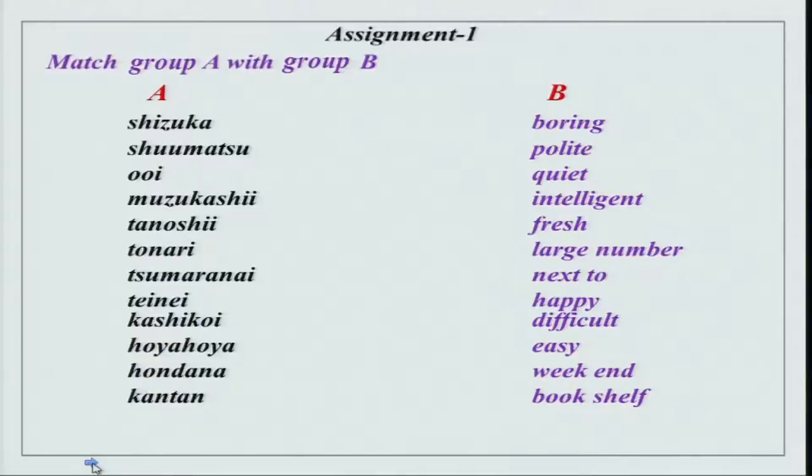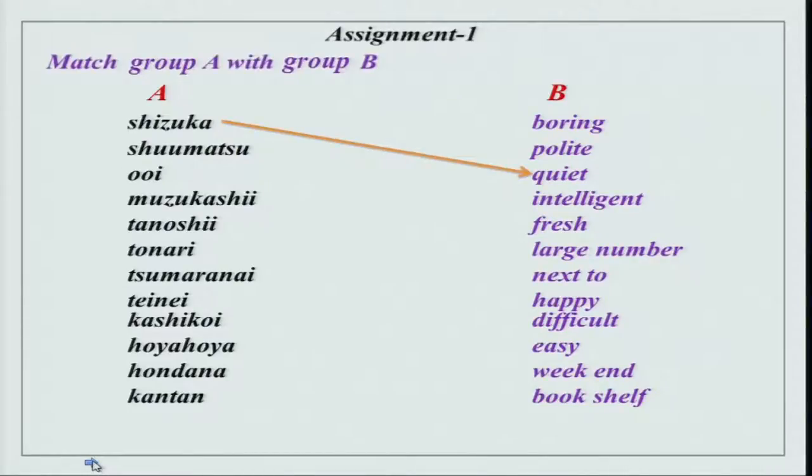The first assignment, please open your notes and just see, the first assignment that I gave you was: match group A with group B. So you have some words here in column A and then the meanings in column B. You are just supposed to match the words with their meanings. So well, let us see.